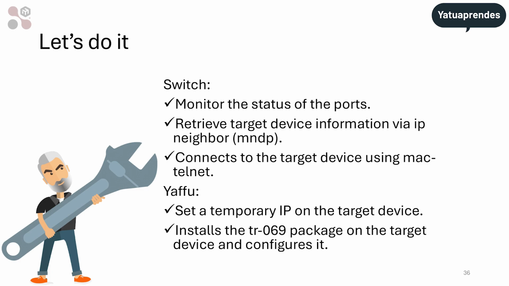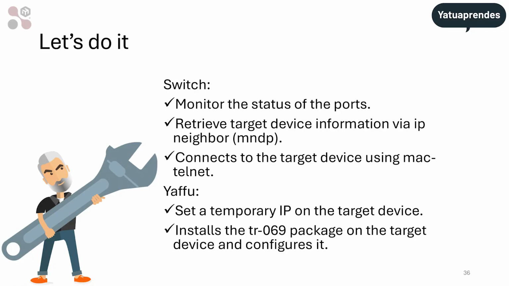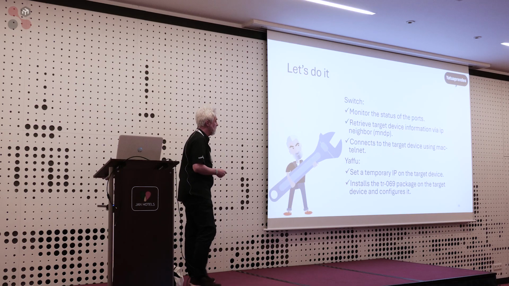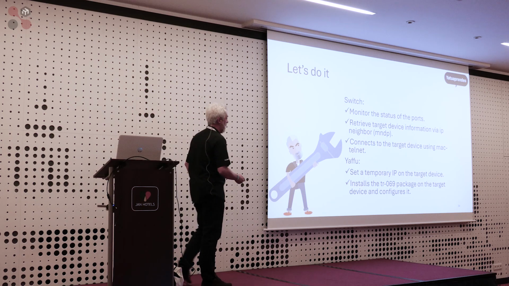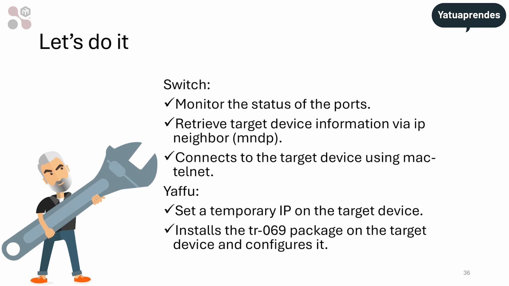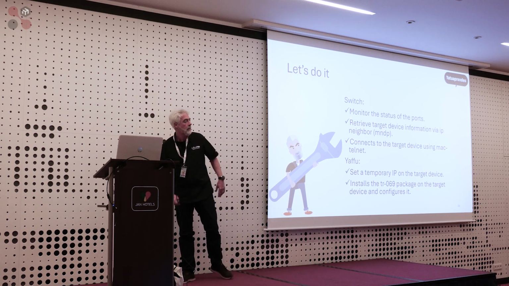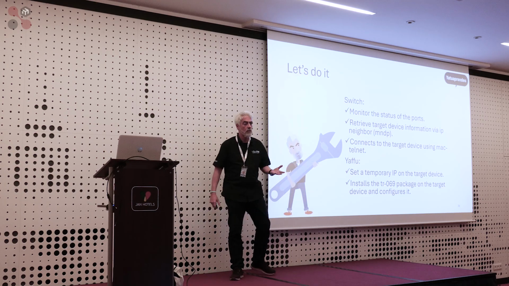Well, the basic flow is on the switch. We are monitoring the status of the ports. We retrieve the target device information via IP neighbor, connect to the target device using MAC telnet, and retrieve the information on the YAFFU system. We set a temporary IP on the target device, install the tier 6.9 or without it on the target device, and configure it to persist our deployed configuration on our device.